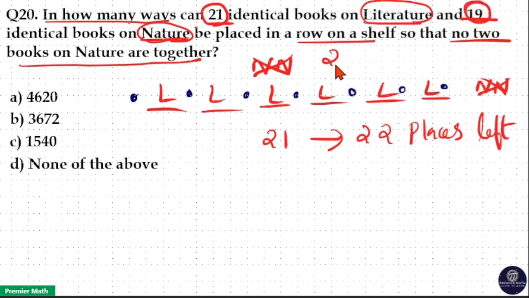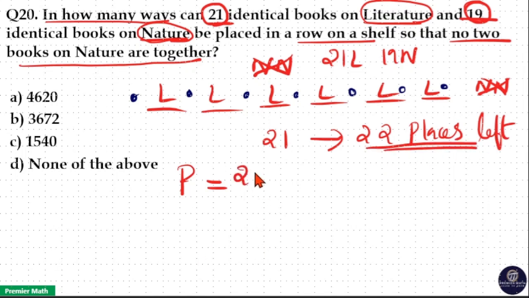That is, we have 21 literature and 19 nature books. So now the required probability is, we have 22 places remaining. Out of these 22 places, we can only fill 19 places because we only have 19 nature books. So 22C19 is our probability. Now 22C19 means 22 factorial divided by (22 minus 19), which is 3 factorial, into 19 factorial.